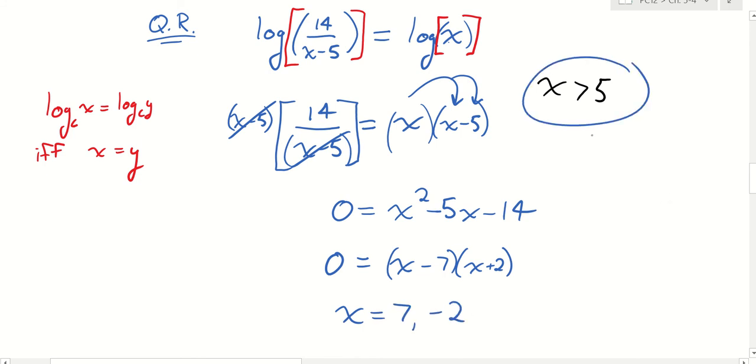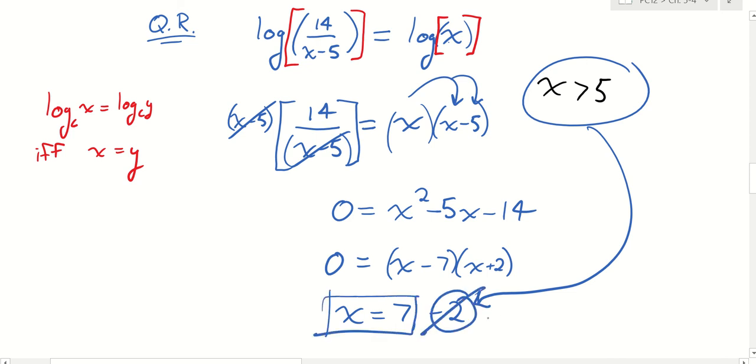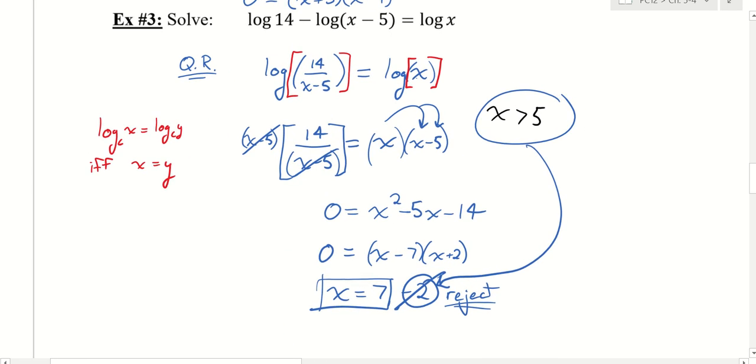But hey, due to this restriction, we have to reject this solution. So this is our answer. And just to make it clear, if it weren't clear enough from the circle and strike through, we'll write reject and underline it just to be sure. So there you go. There's the solution for this particular question.